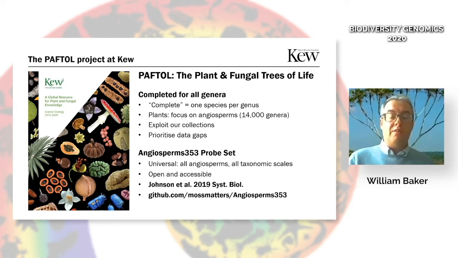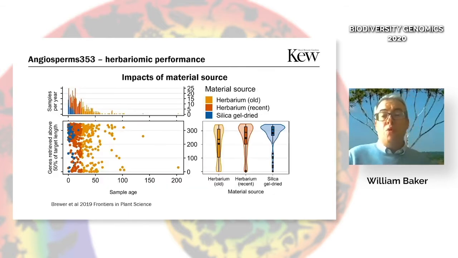So, as part of the PAFTOL program, we have created the Angiosperms 353 probe set, which is a universal toolkit that will pull out 353 loci across all the angiosperm families, all 400 plus angiosperm families. It's even effective at a wide range of taxonomic scales. We put all the data underpinning that, the probe sequences, out there in the public domain, and it's widely accessible, it's cheap to use, and it's published in a paper in Systematic Biology last year, and you can follow the GitHub for more details.